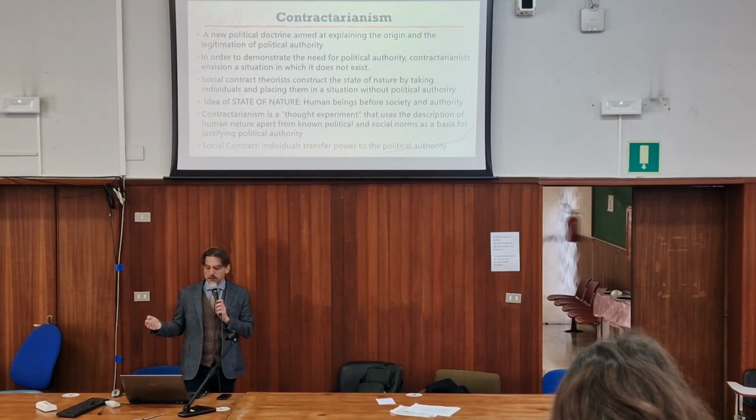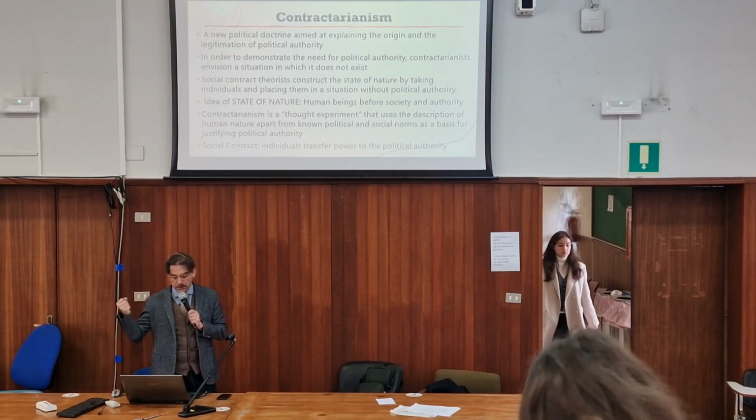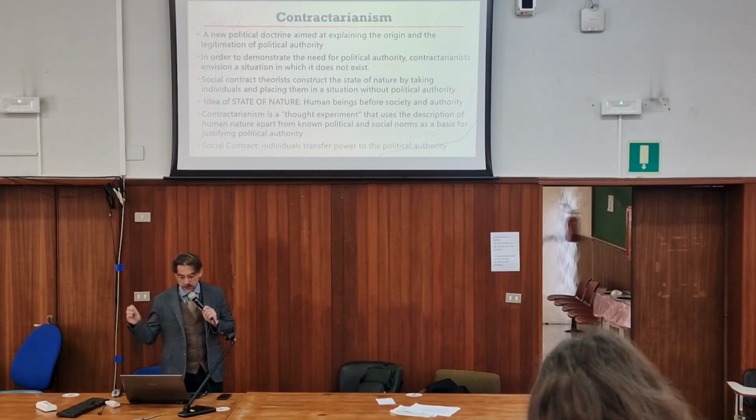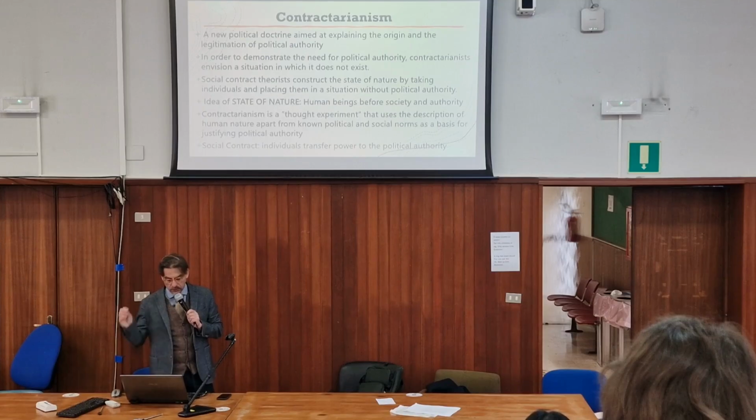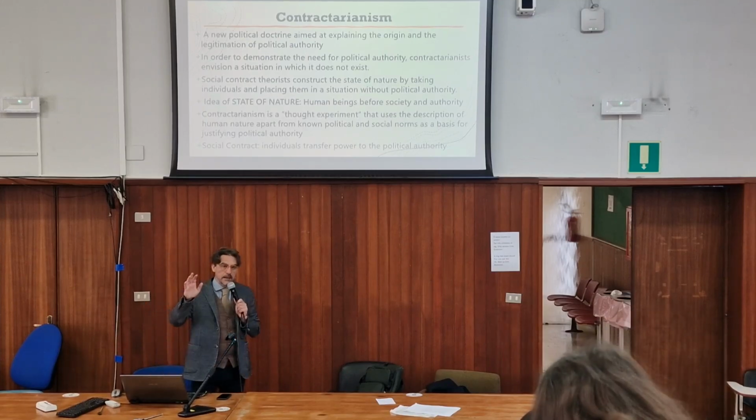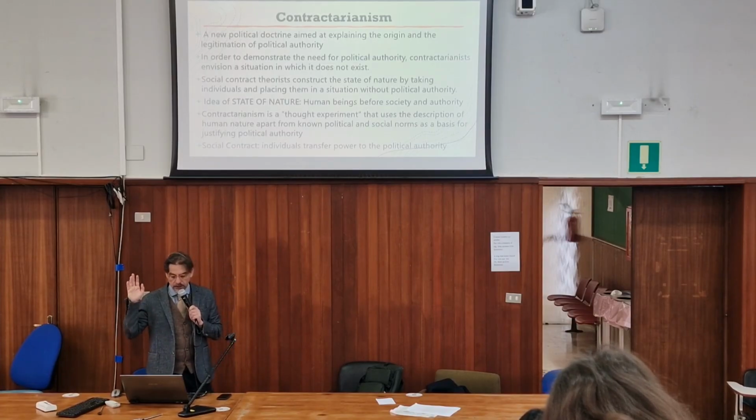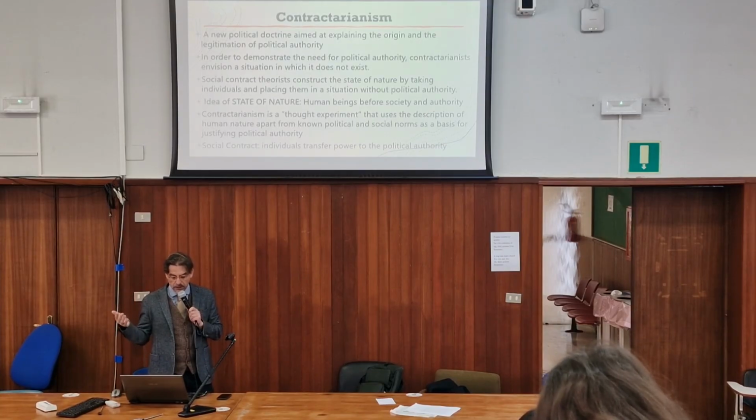So social contract theorists construct the state of nature by taking individuals and placing them in a situation without political authority. This is the idea of the state of nature. Human beings before society, before authority. Contractarianism, social contract theory, is a thought experiment that uses the description of human nature apart from political and social norms as a basis for justifying political authority.